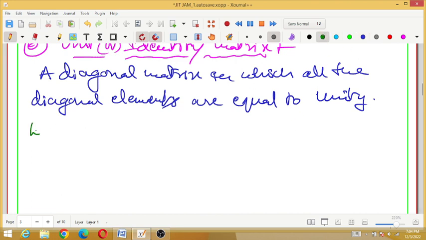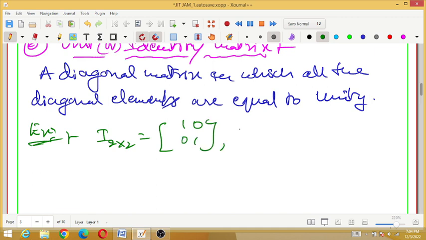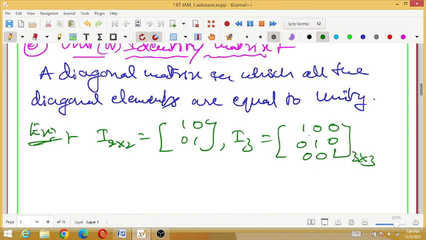Example: I of order 2 by 2 has diagonal elements equal to 1. So this is the 2 by 2 identity matrix. Next, this is 1 0 0, 0 1 0, 0 0 1. This is the 3 by 3 identity matrix, like this.